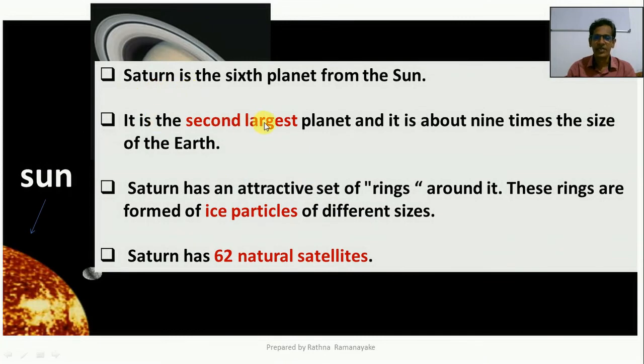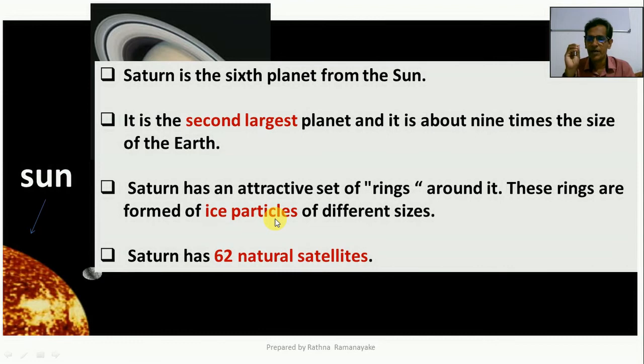It is the second largest planet and it is about 9 times the size of the Earth. The largest planet is Jupiter. The second largest planet in the solar system is Saturn. Saturn has an attractive set of rings around it. These rings are formed of ice particles of different sizes.